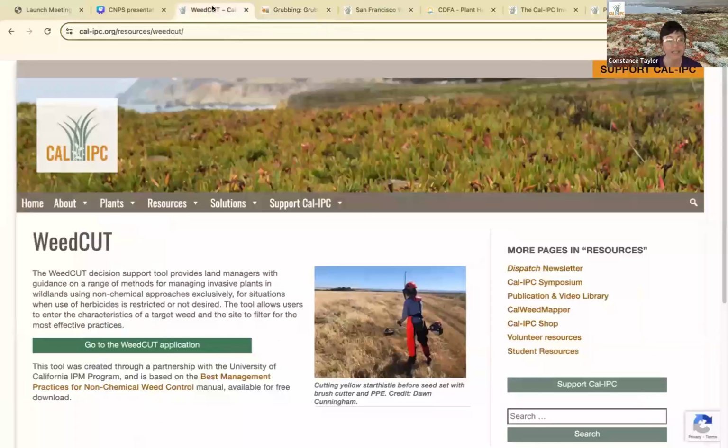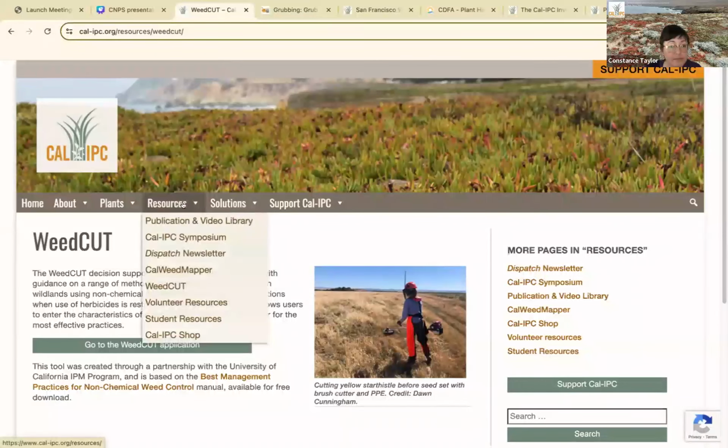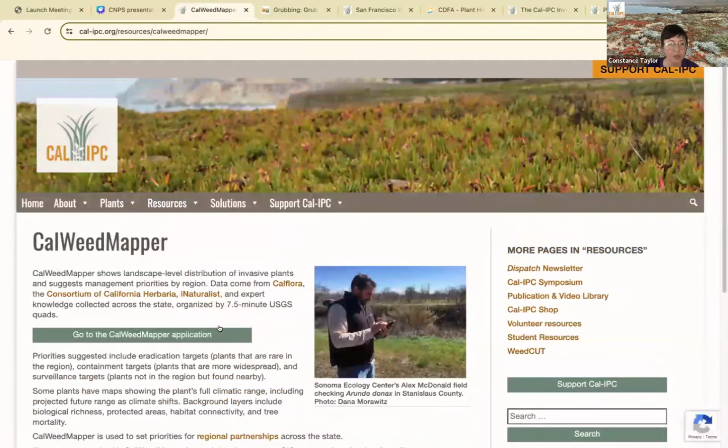And WeedCUT is essentially a tool to help guide people in the integrated pest management process. And we're adding in chemical techniques because we want to be sure to provide a full plant management tool packet. So whatever is going to work best for the situation at hand. And then finally, we have Cal Weed Mapper. And this is a pretty cool tool.